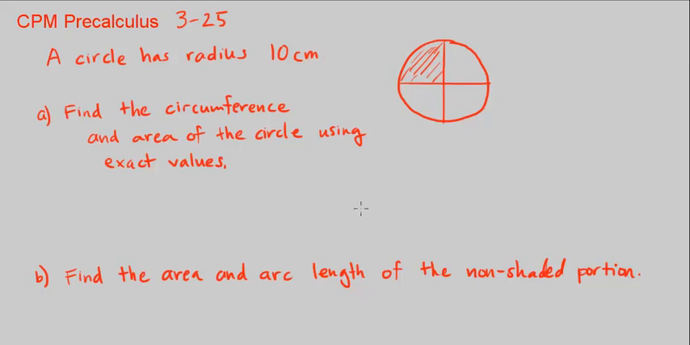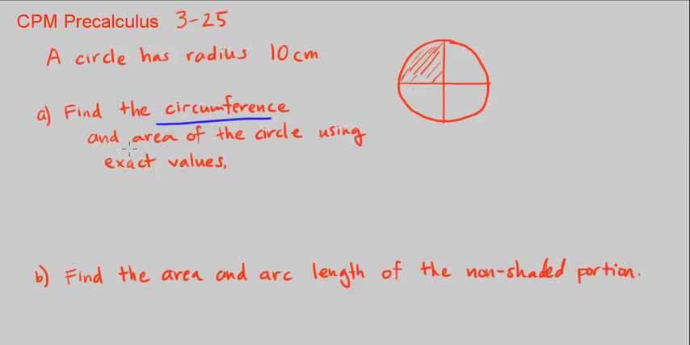This is CPM Precalculus, Chapter 3, number 25. So a circle has radius 10 centimeters. That means this length right here from the center is 10, like any other length from the center to the side of the circle. 10 centimeters.